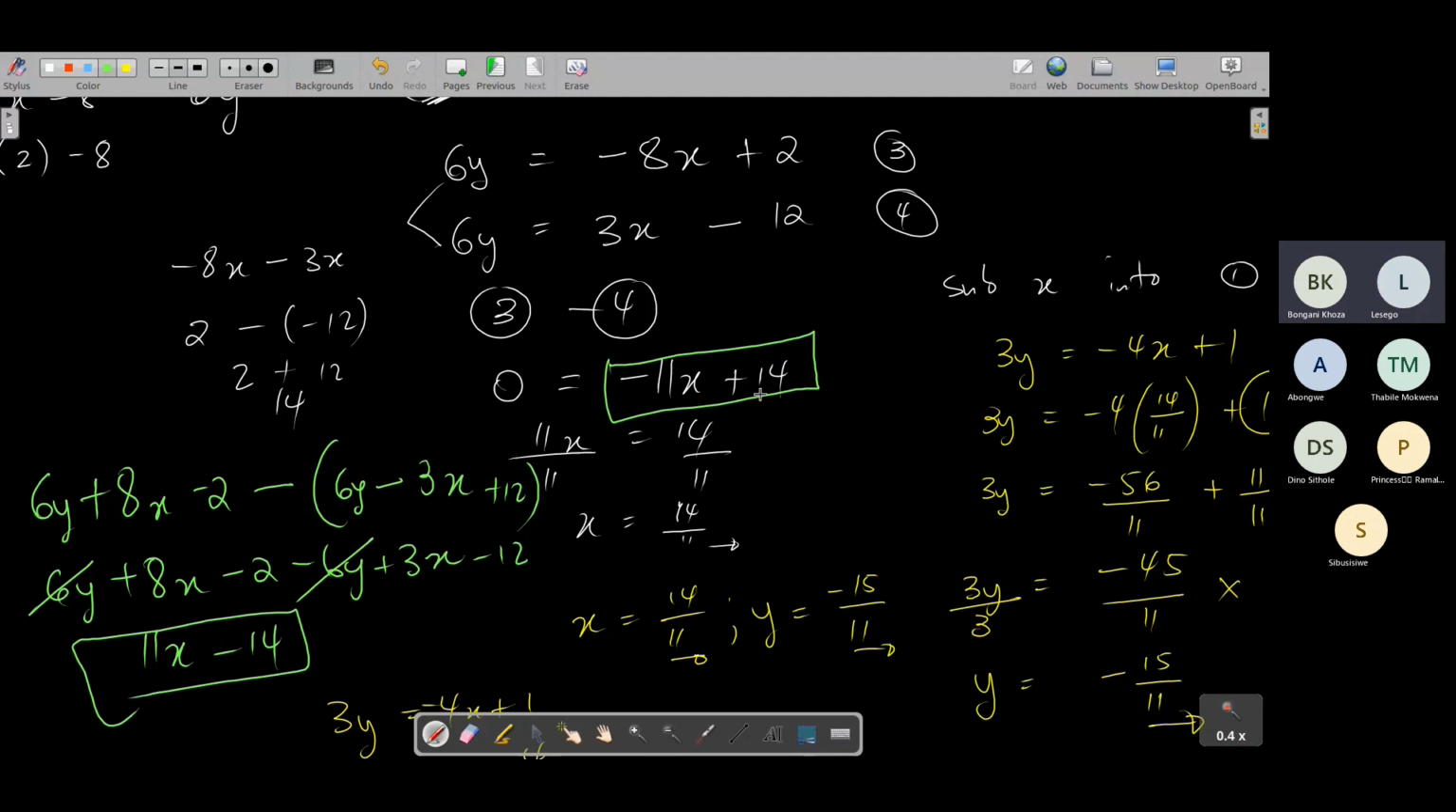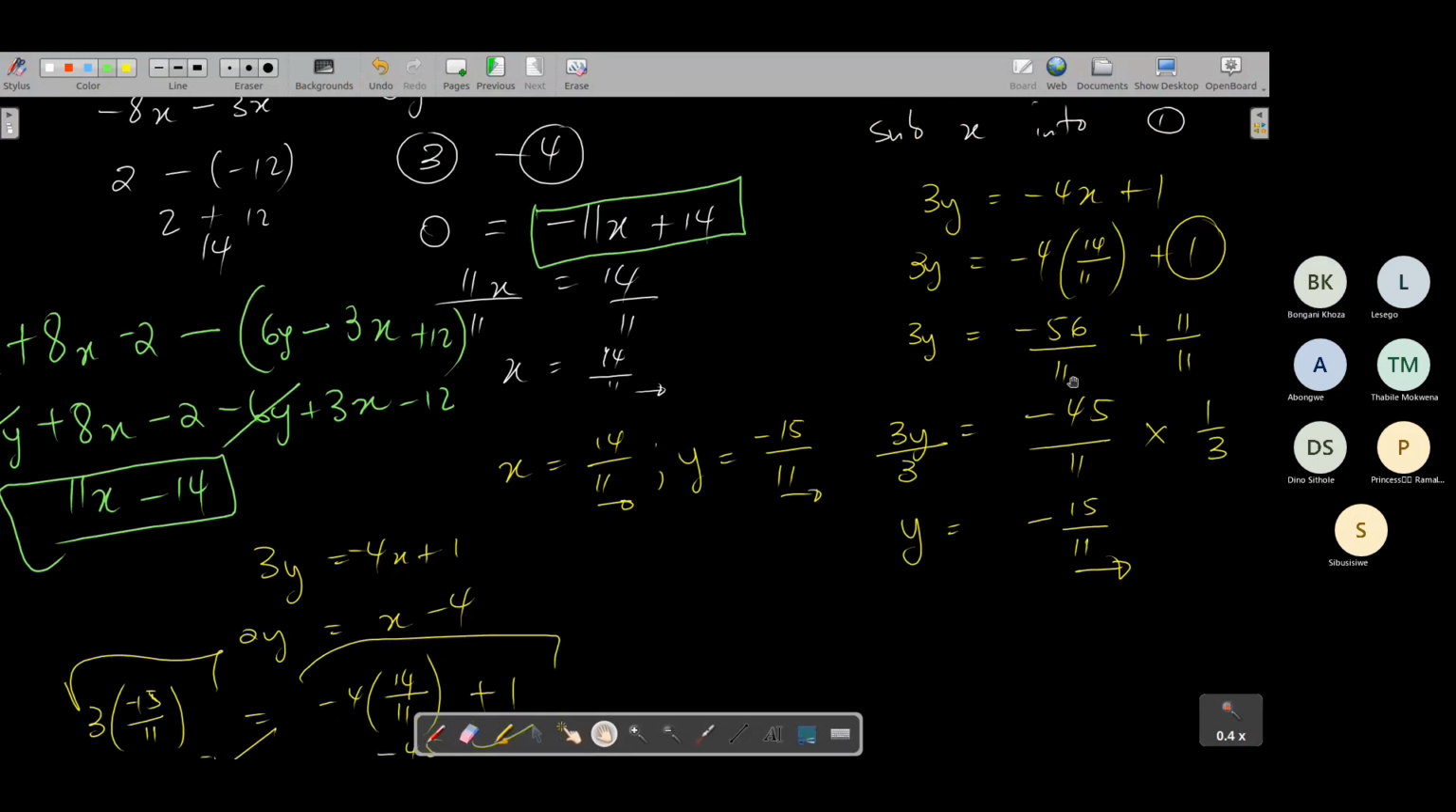All right, any other question? So that we can look at the other methods first. What about the 11? Which part? Negative 56 over 11 plus 11 over 11. Is this okay? All right, so we said 11 over 11 because I was trying to change the 1 to have a denominator of 11. Remember we said with fractions, you cannot add or subtract if the denominators are not the same. Yes.